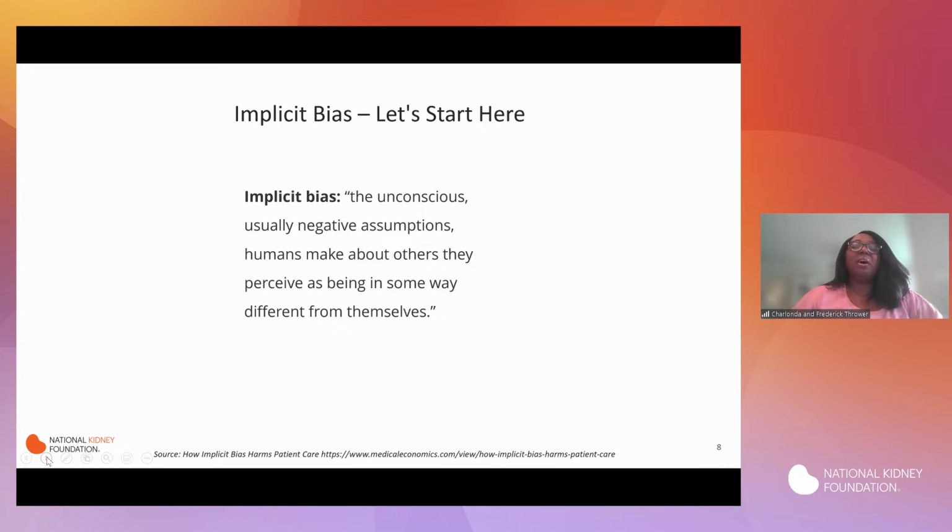So implicit bias is the unconscious, right? It's what we do unconsciously, and it's usually negative, and where assumptions are made, right? And usually those assumptions are made about others that we may perceive to be in some way different from ourselves. And that some way different can be, of course, racial, gender, sexual orientation, et cetera. And so implicit bias in our talk today, when I'm talking about that, will be in the negative connotation of implicit bias, or IB.